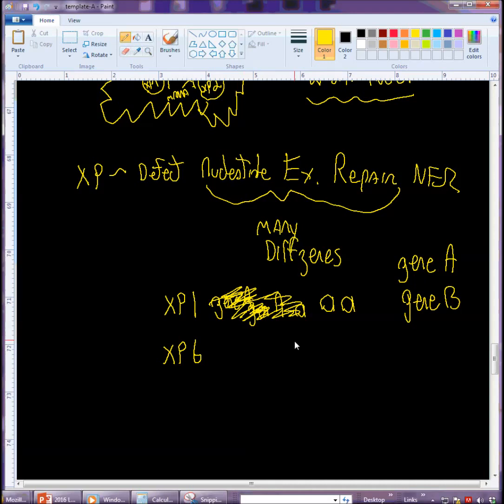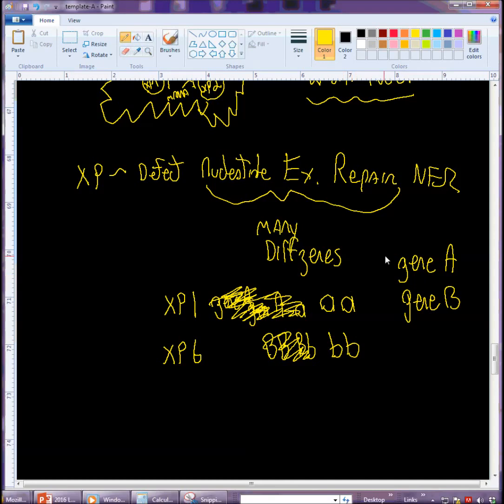So this patient is mutated in gene B. So instead of having either 2 wild-type copies that function normally, or 1 wild-type copy and 1 mutant copy, this patient has 2 recessive copies of gene B. And this patient, as a result, can also not perform nucleotide excision repair.